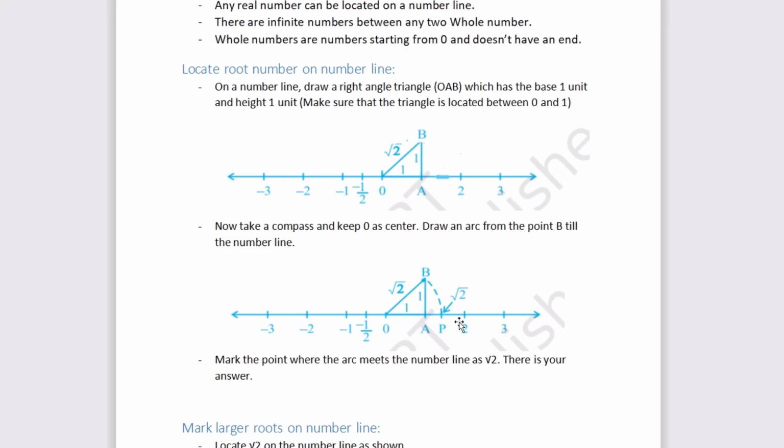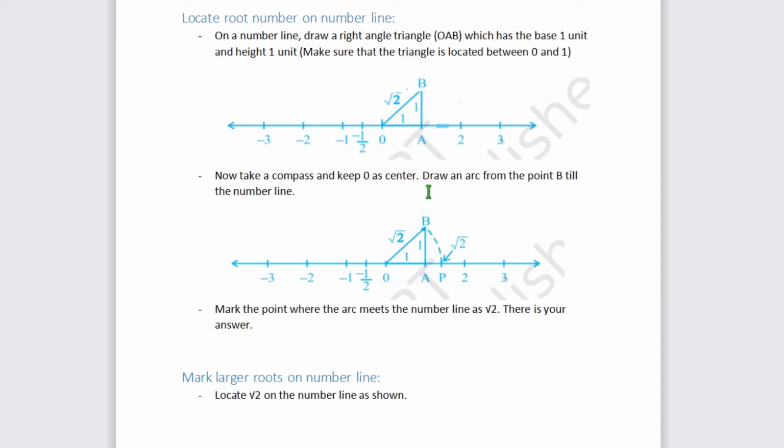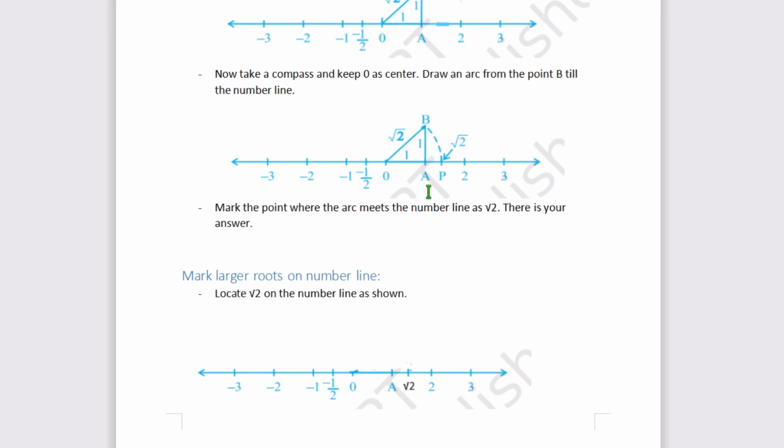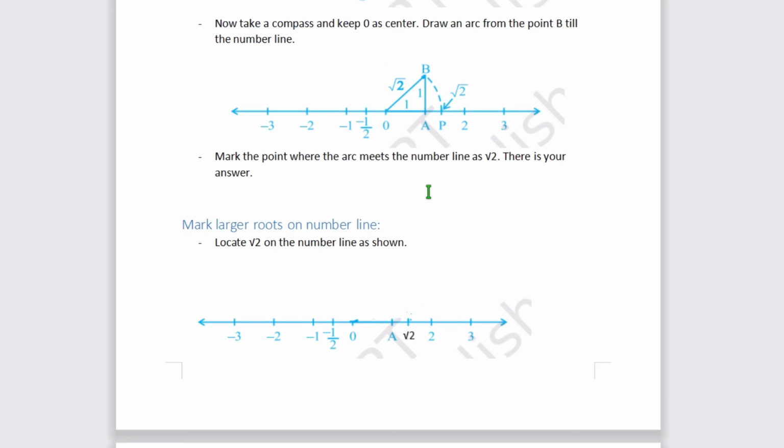So that's your answer. So what if we need to locate larger numbers more than root 2? For example, root 3, 5, 7, 6. These numbers can also be located on the number line, but how? That's what we are going to see in the next concept. So now, locate root 2 on the number line as shown above already.